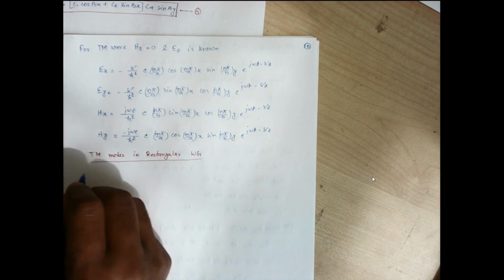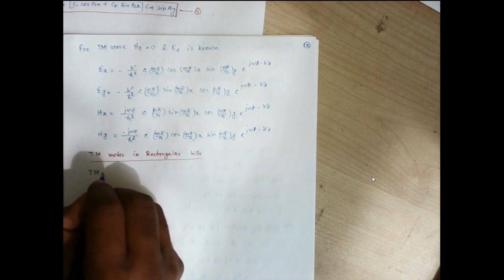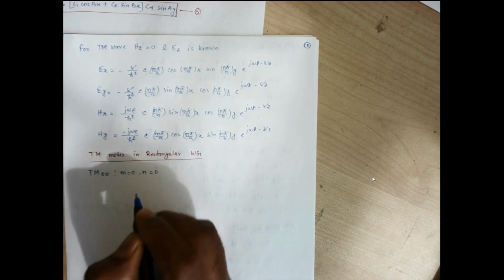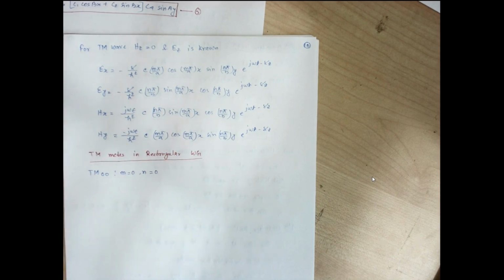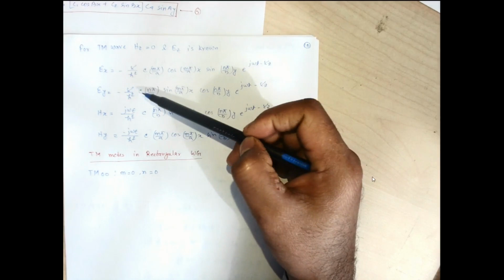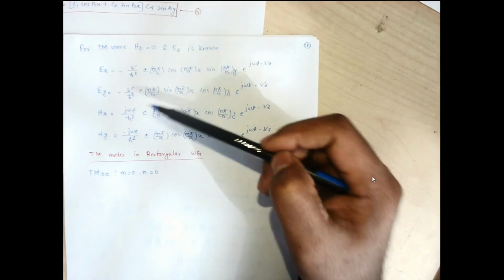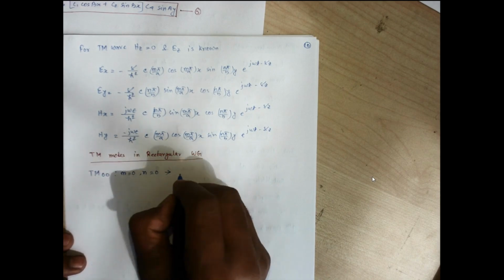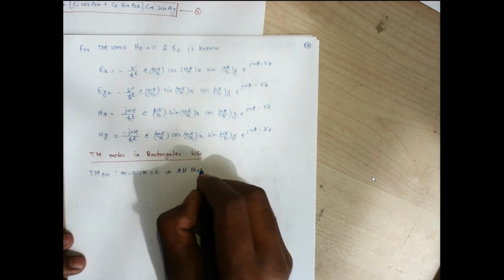So first one, let us check TM00. That is, m is equal to 0, n is equal to 0. If m and n are equal to 0, whether any of these field components exist, let us check. If we put m is equal to 0, Ex is 0. If we put n is equal to 0, everything will be 0. Again n is equal to 0, same. m is equal to 0, same. So for TM00, none of the field components exist. We can write that all the field components vanish.